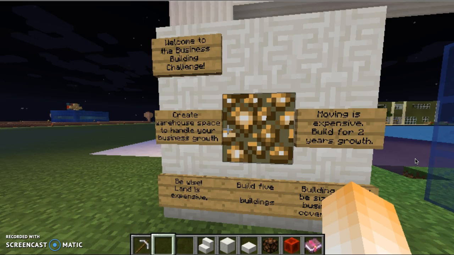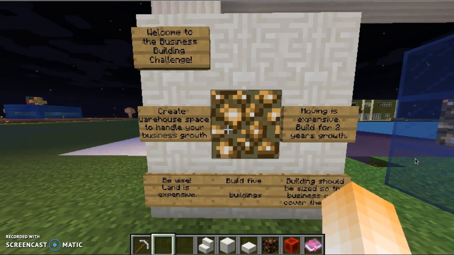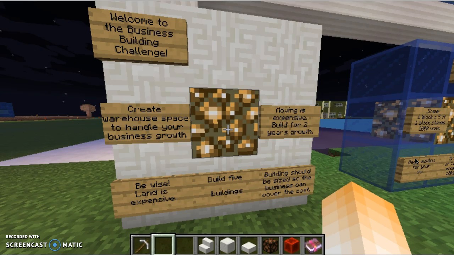So they're going to be building 5 different buildings. They need to be wise in their use of land. They need to pick a plot size that best fits the size of building they're going to need to build, so that they're not spending too much. They also need to build the building so that in its growth it can cover the cost of the building. So they need to be thinking about that.